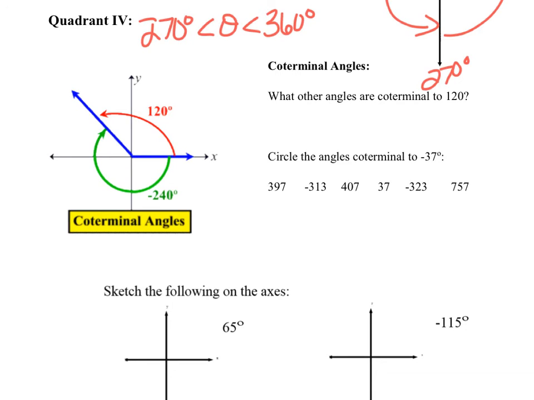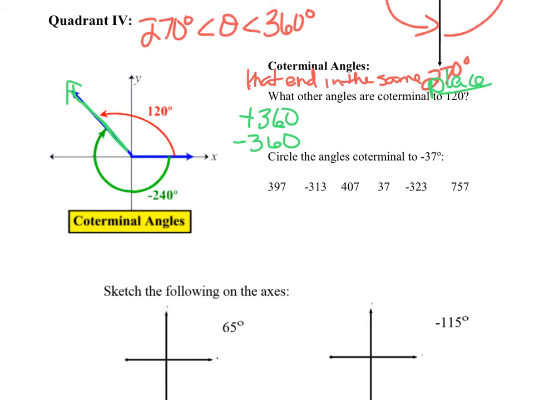So that's the idea behind coterminal angles. Coterminal angles are angles that end in the same place. Okay? In the same quadrant and on the same line. So their angles terminate in the same spot. So what other angles are coterminal to 120? We'll just take a second and add 360 to 120 or subtract 360 from 120. And you can just keep doing it over and over and over.